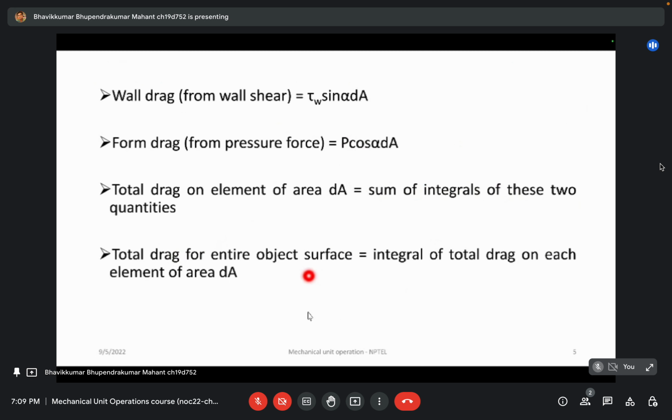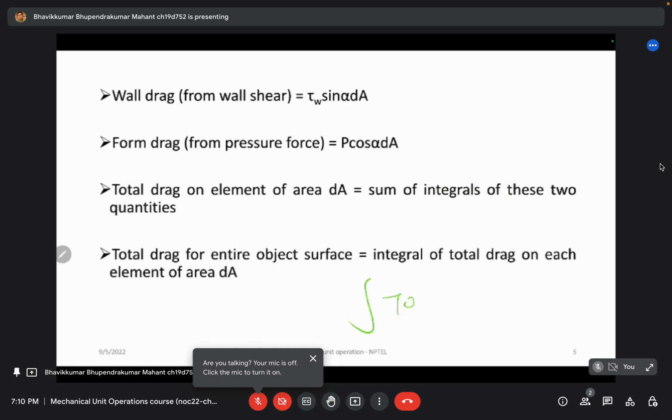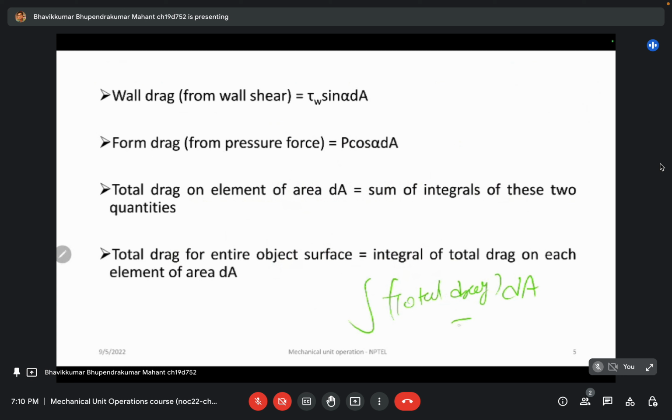Then you can say that the total drag for the entire object surface is equal to the following. If you only consider the area dA, then the total drag is the summation. But if you want to consider the total drag on the surface of the object, you have to take the integral of the total drag which you got on its element dA. If you take the integration of the total drag at dA, then you will get the total drag for the entire object surface. Okay, it's very easy. You don't need to perform any calculation though.